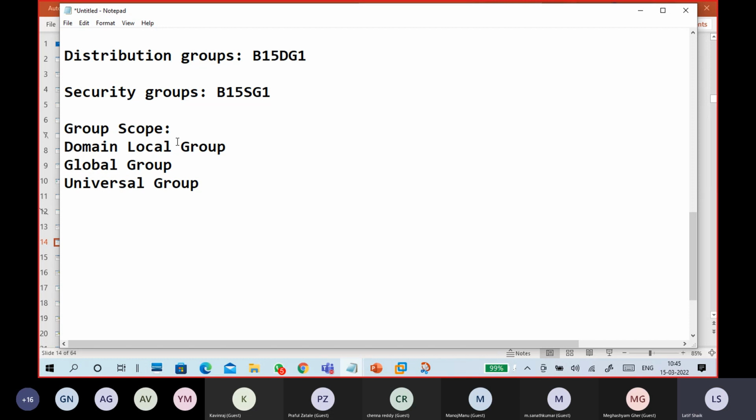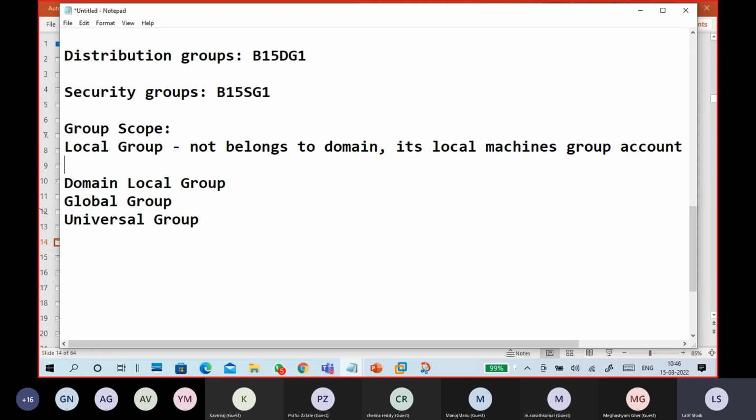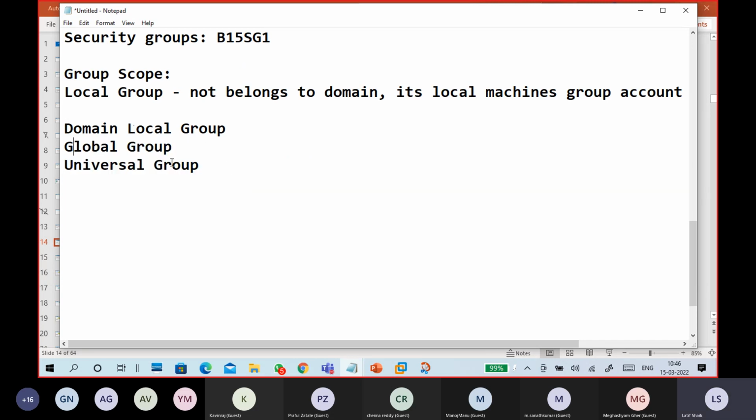When you go to the text, it is also showing a local group. But domain-wide, we don't have a local group concept. A local group does not belong to the domain. It is a group account on a local machine, a server or any computer. These are domain groups only. Group scopes, like a scope, is a group type.